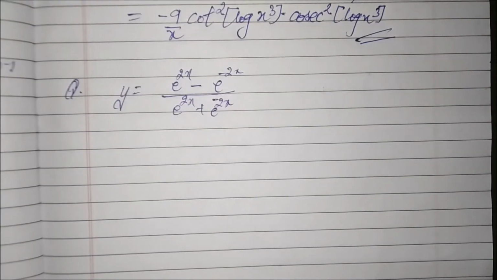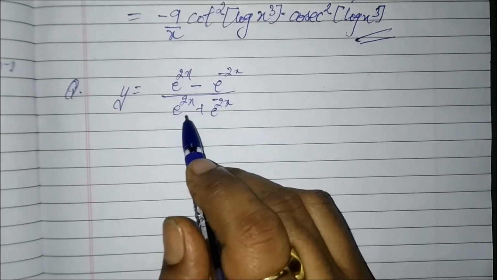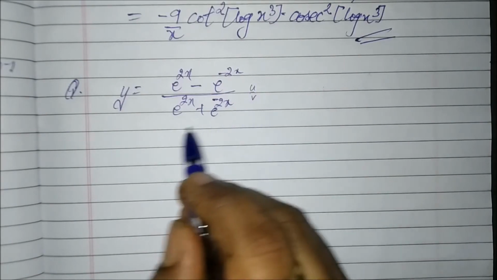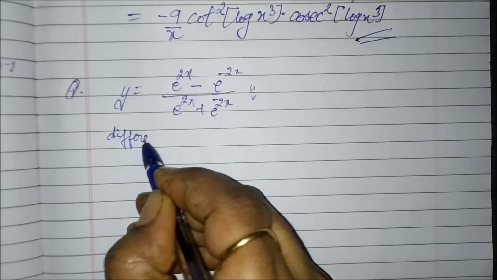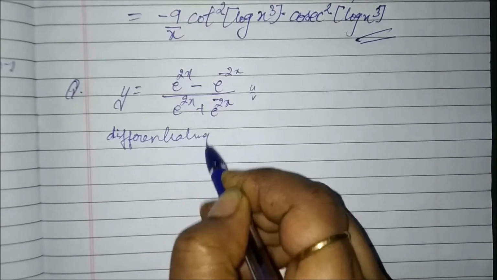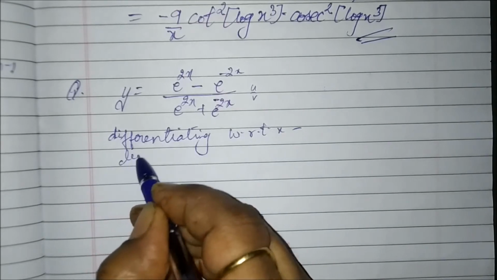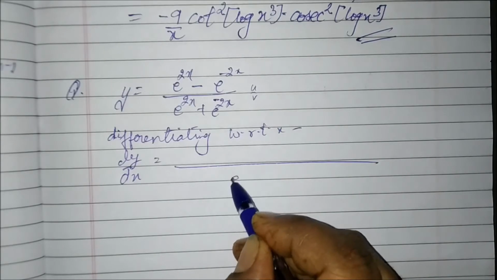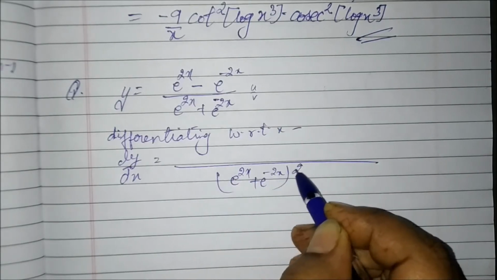See the next question. Here y is equal to e raised to 2x minus e raised to minus 2x upon e raised to 2x plus e raised to minus 2x. This is in the form of u upon v. So by the quotient rule, we have to differentiate this. Differentiating with respect to x, we have dy by dx is equal to, first of all we write v square, e raised to 2x plus e raised to minus 2x whole square.